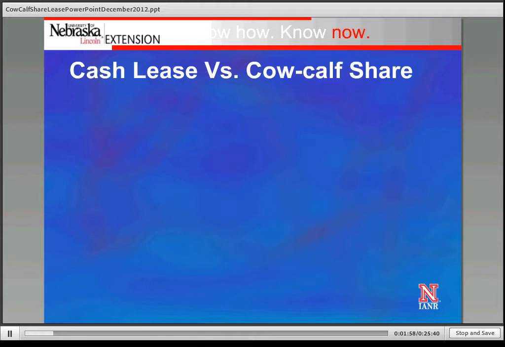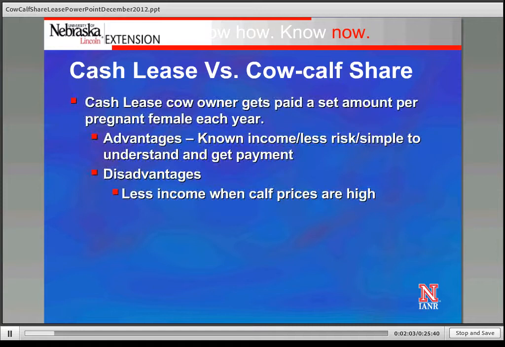Let's look at how a cash lease versus a cow-calf share arrangement might occur. In a cash lease arrangement, the cow owner gets paid a set amount per pregnant female each year. And the advantage to the cow owner in this case is they have known income. It's really less risk to them. And it's a simple to understand arrangement, and they guarantee they get a payment. Sometimes that payment can occur half up front and the balance at the end. It might be all up front or some other arrangement depending upon what the owner wants to do and how it works with the person who's caring for the cows.